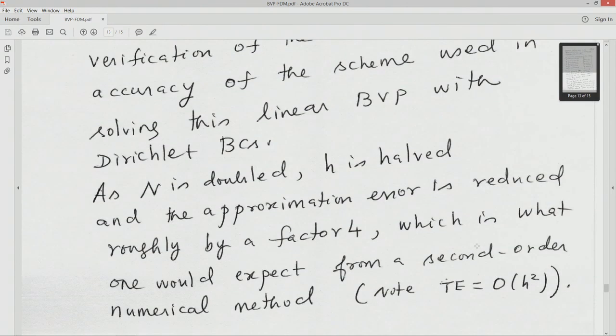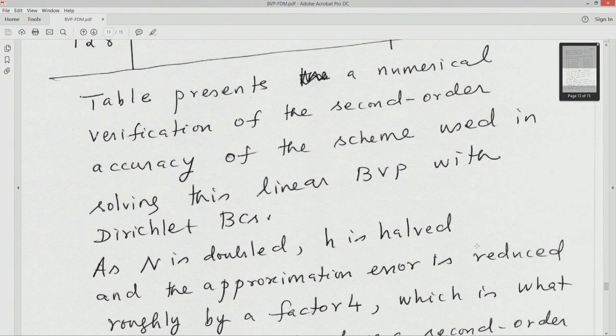It indicates that we have used a second order accurate difference scheme to replace the derivatives which appear in the differential equation, and this is reflected in the fact that the approximation error is reduced by a factor of 4. And so, the table clearly shows the numerical verification of the second order accuracy of the finite difference scheme that we have used in solving this boundary value problem with Dirichlet boundary conditions.